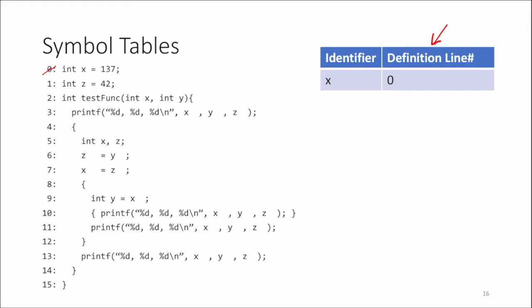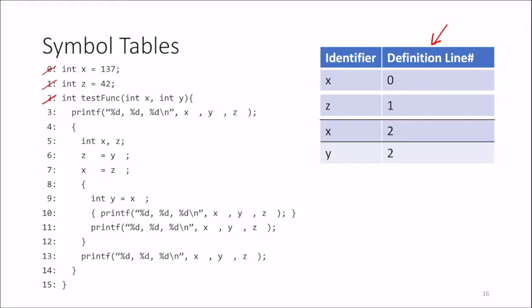Then we go to the next line, which is line 1. And you can see that we've defined a new identifier and its definition line number is 1. Then we go to the next line. And here we have 2 parameters to the function. So they both get added into the symbol table, and the definition line number for them is 2.